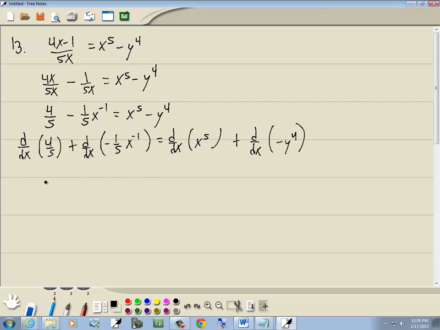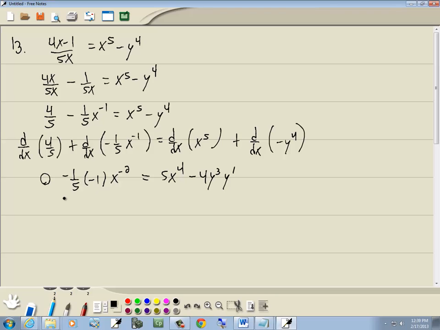Well, the derivative of 4/5 is 0. That drops away. On this one, the negative 1/5 stays out in front. Take your power, put it out in front, lower it by 1. x to the fifth becomes 5x to the fourth. The derivative of negative y to the fourth is negative 4y to the third, and then we'll add on a y prime. Because we're taking the derivative with respect to x, whenever you have a different variable, you take the derivative just like normal, but you have to account for that variable. And we do that by adding on a y prime.